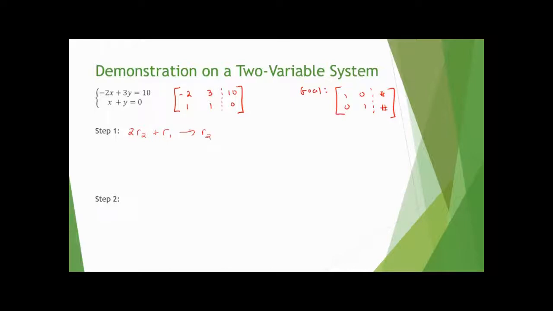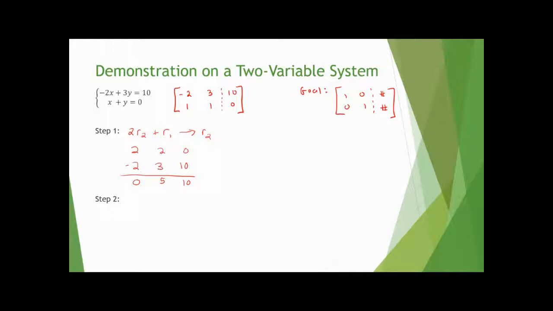That's the notation that we use when we do matrices. A lot of people try to do this in their head, and that's prone to mistakes. So I'm going to first take 2 times row 2 and write it. That would give me 2, 2, and 0. Then I'm going to put row 1 underneath it and add those together. That gives me 0, 5, and 10.